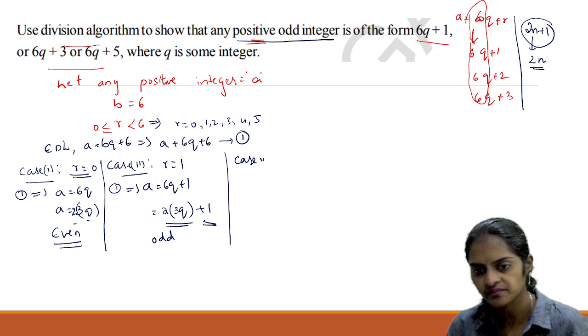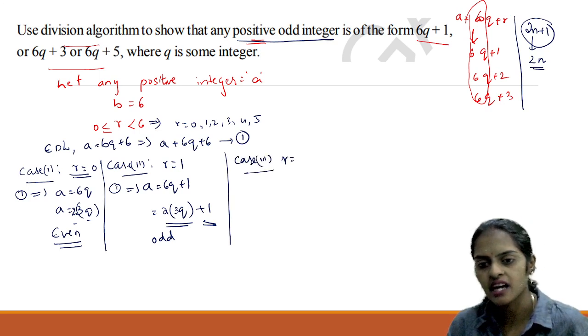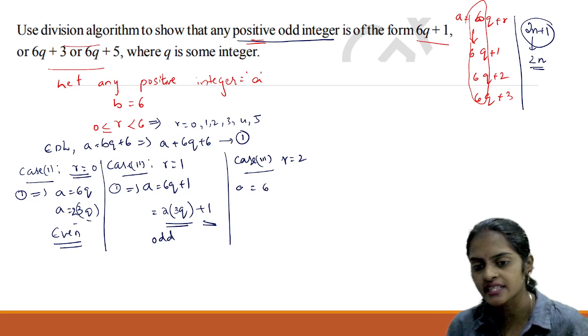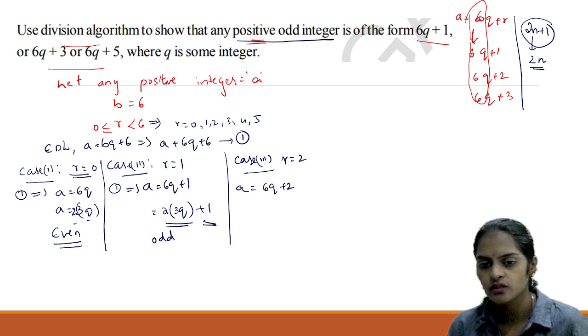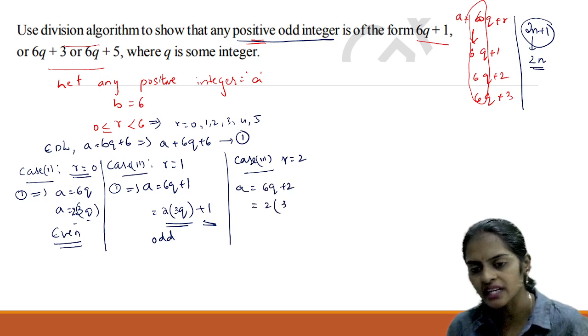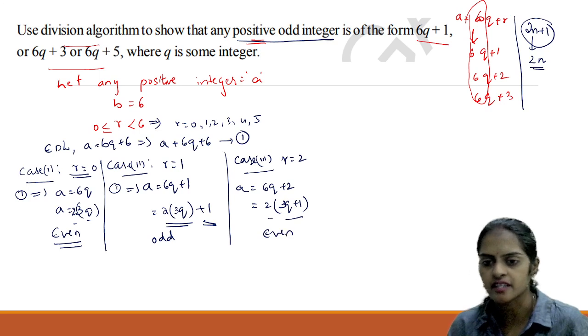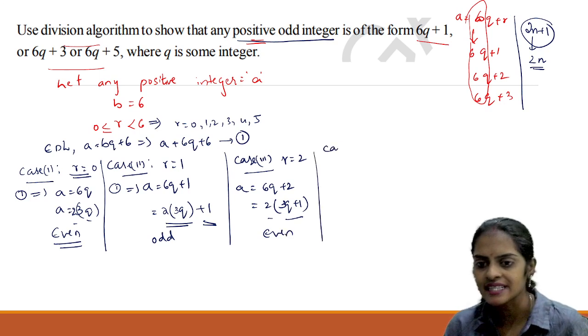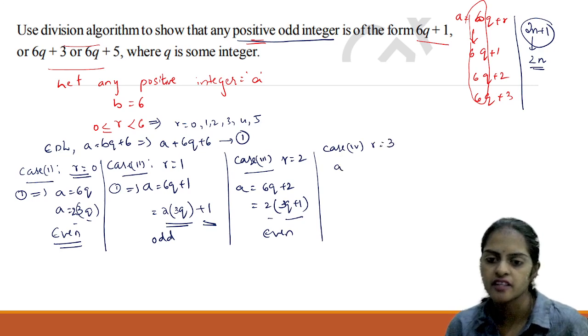Okay, so let us go to the next case. Case 3, when r equal to 2. So a will be equal to 6q plus 2. So just have a look. If I take 2 common, I will have 3q plus 1 here. So 2 into something, this will become simply an even number. Okay. Let us take case 4 now. r equal to 3. So a will be 6q plus 3.